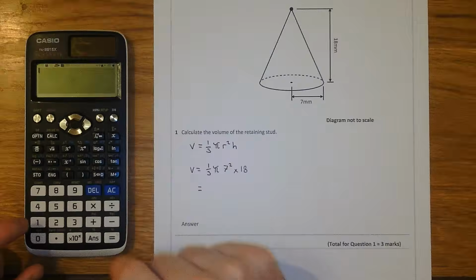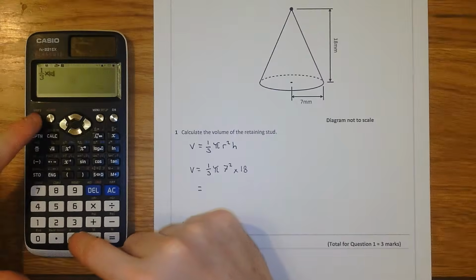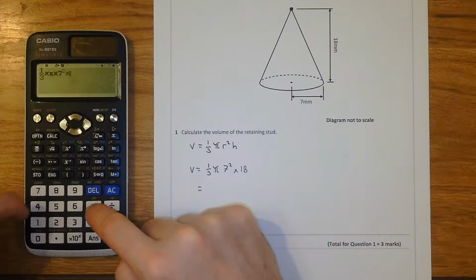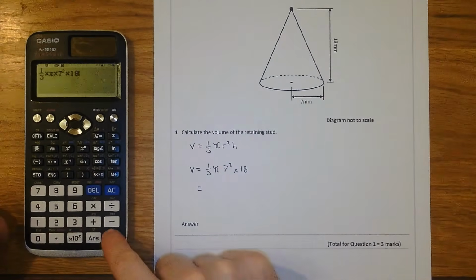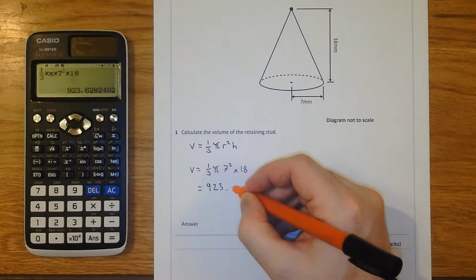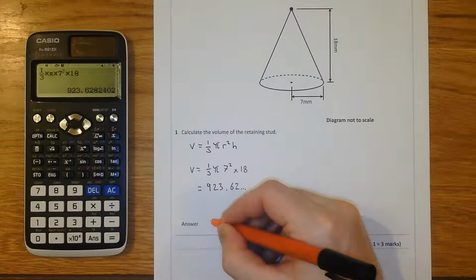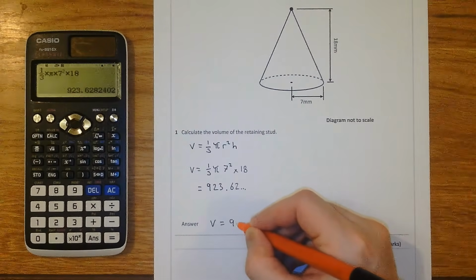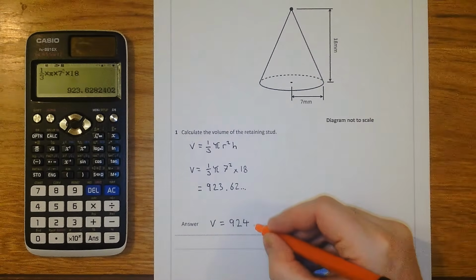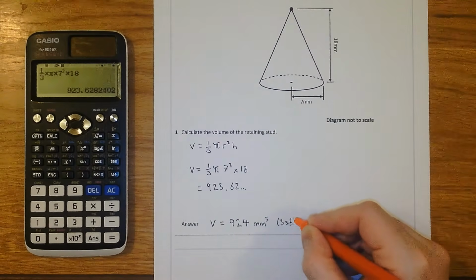Entering that in my calculator, I get 1/3 times pi times 7 squared times 18. Just double check that. And that gives me 923.62, etc. So for my final answer, the volume is 924 millimeters cubed to 3 significant figures.